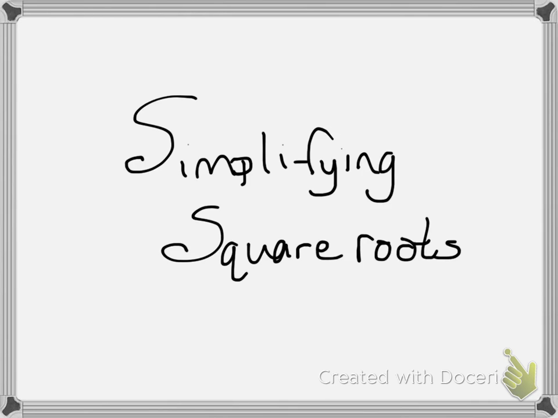A square root is an operation. Once you complete the operation, the square root goes away unless there's something that stays under it, meaning that could not be taken the square root of. So if I had something like a square root of 25, when I do that, it becomes 5. The square root disappears.